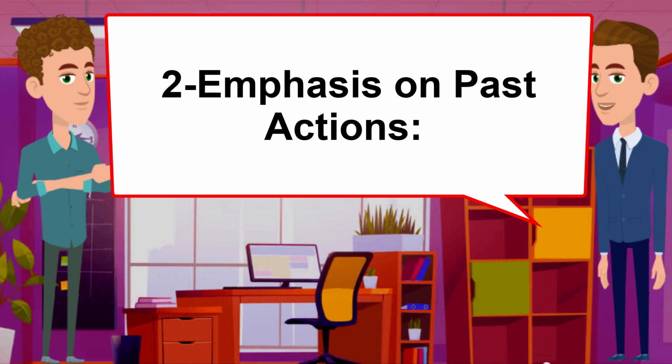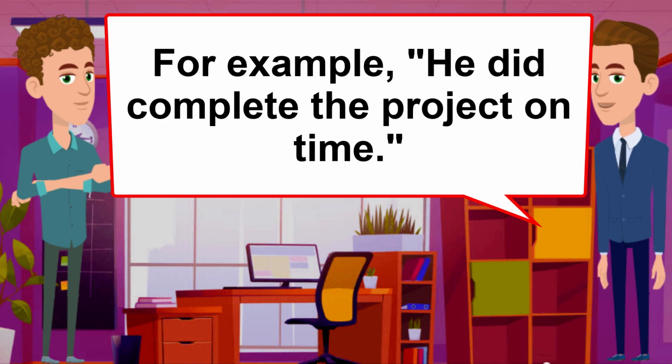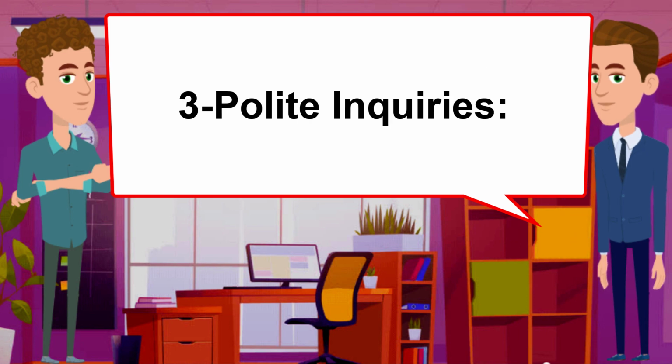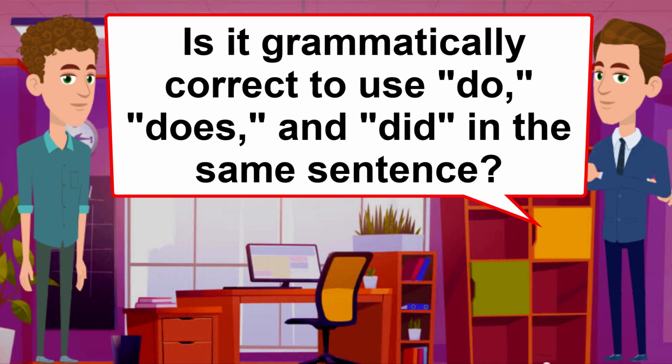Emphasis on past actions. Similar to its present tense counterparts, did can be used for emphasis in affirmative statements about past actions. For example, he did complete the project on time. Polite inquiries. Did is often employed in more formal or polite inquiries, such as, did you have a chance to review the document? Is it grammatically correct to use do, does, and did in the same sentence?